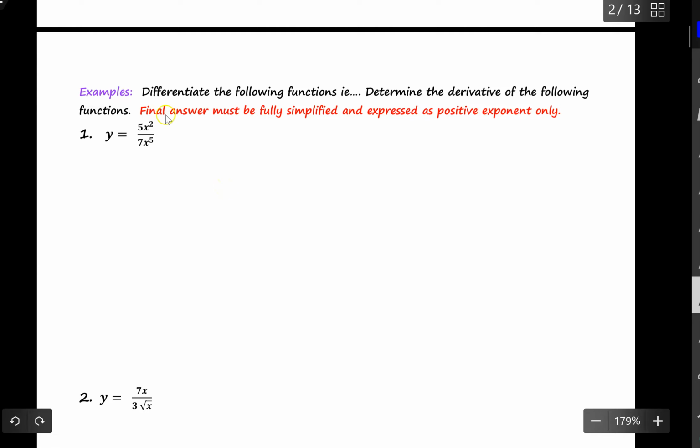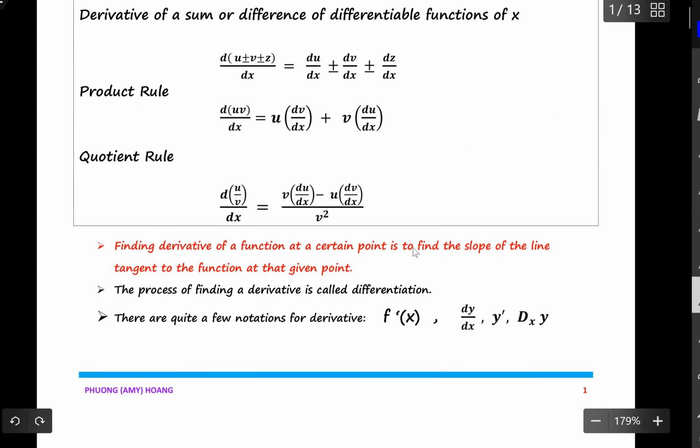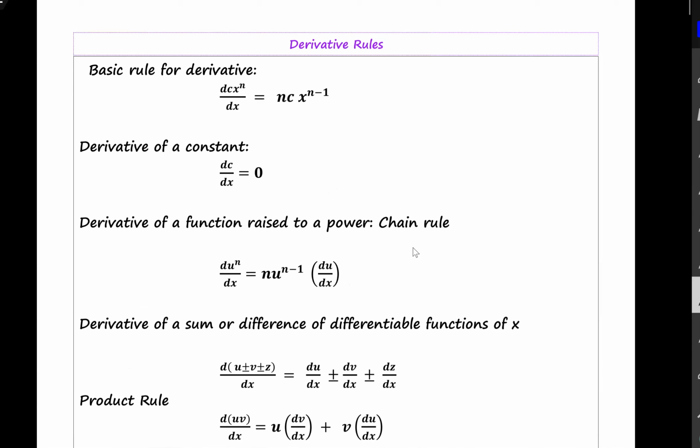I want to show everyone to analyze your function first, and then in the process of analyzing the question, you will find a clue, or the key, in order to continue on. Like you probably find the correct derivative formulas to work with in this case. Okay, so now you see 5x squared divided by 7x to the exponent 5. I'm going to ask everyone to take a look at the formula sheet that I provided.